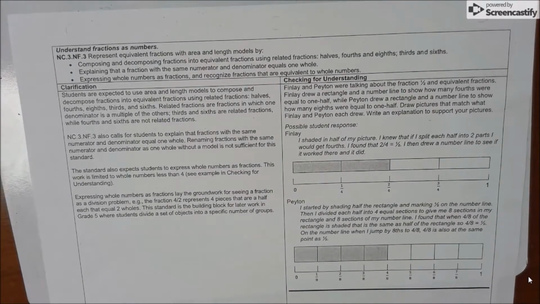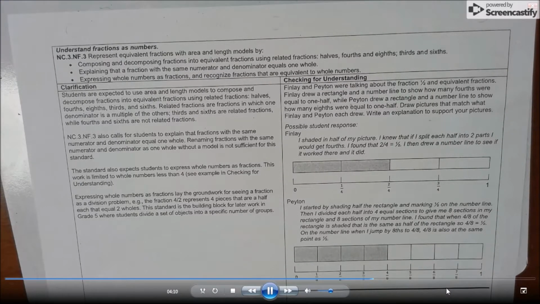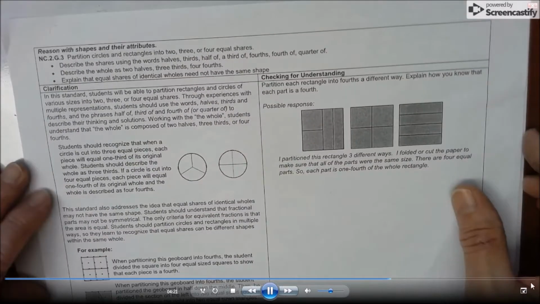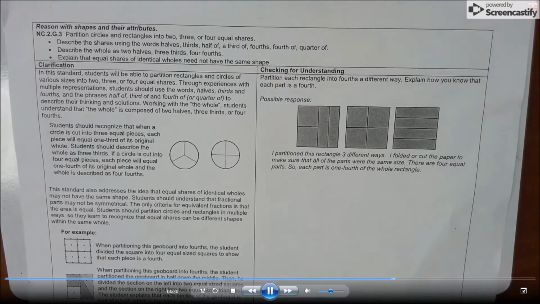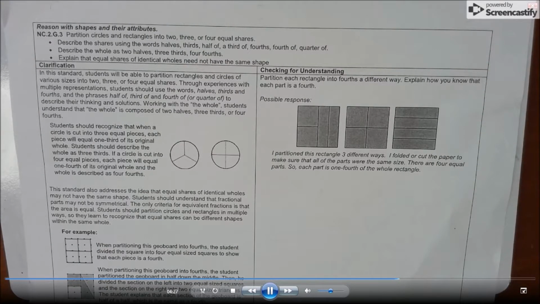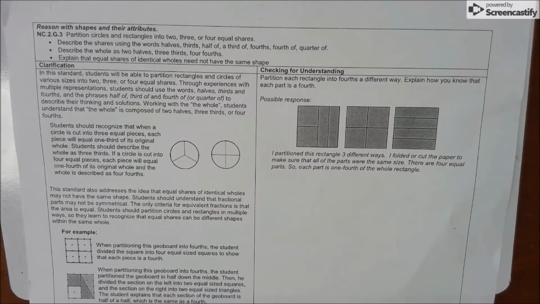As shown in the video, Standard 3.NF.3 requires students to explain that fractions with the same numerator and denominator are equal to 1 whole. Students can explain their thinking by using length models. In second grade, students were required to partition shapes into halves, thirds, and fourths, and were expected to recognize that a whole is the sum of its parts. Students were also required to use different area models to partition shapes into equal parts, such as circles, rectangles, and squares. Third grade is an extension of what was learned in second.